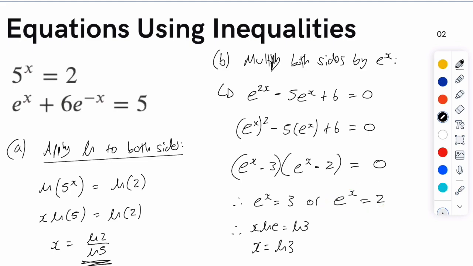And over here, for e to the x equaling 2, we take the ln of both sides again, ln e to the x is equal to ln 2, which means x ln e is going to equal ln 2, which means that therefore x is going to equal ln 2, because ln e just equals 1. And these are therefore going to be the answers for number B.